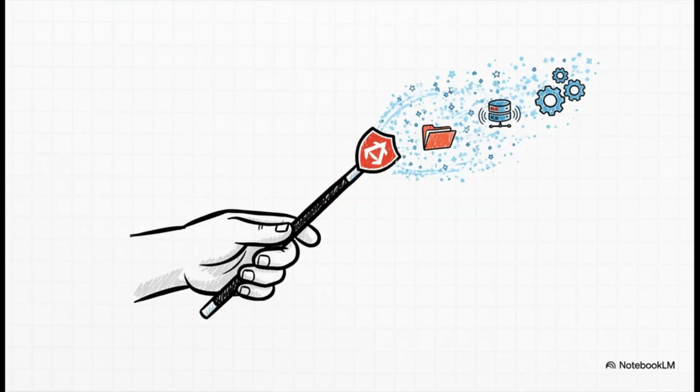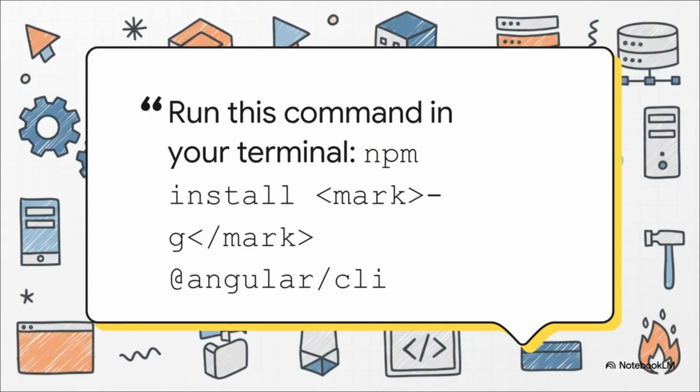All right, tool number 2, the Angular CLI. CLI just stands for Command Line Interface. And trust me, this thing is your magic wand. It's an incredibly powerful tool that lets you create projects, generate code, and manage your entire application just by typing simple commands. To get it installed, you just have to run this one command in your terminal. That little -g flag means you're installing it globally, so you can use it anywhere on your computer.